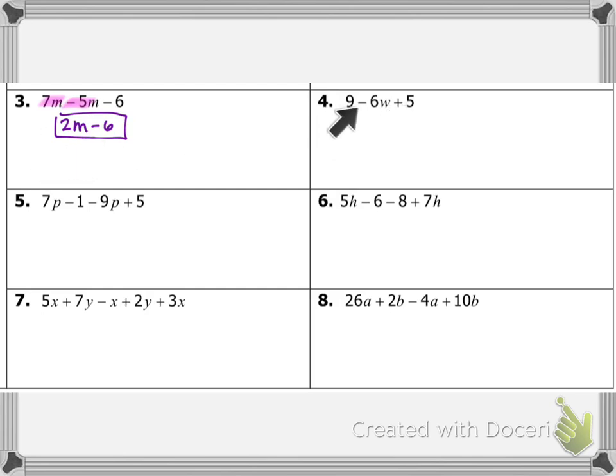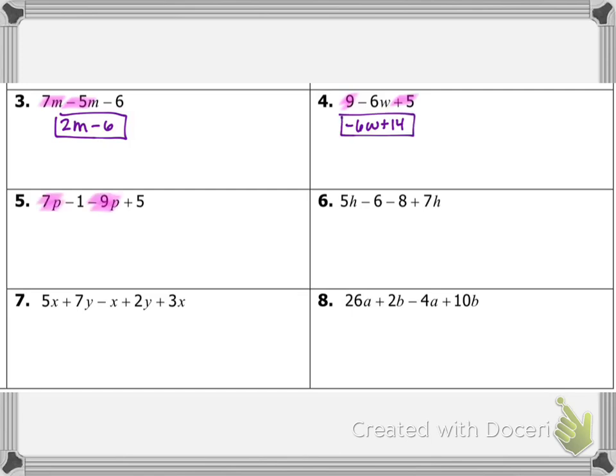Now the common terms here, we're looking at the constants, the ones without the variable. So we have a 9 and we have a positive 5. So 9 plus 5 is 14. And notice how I put the negative 6w first. To write it in a proper standard form for math, we always write the variable part first. So negative 6w, and then 9 plus 5 is plus 14.